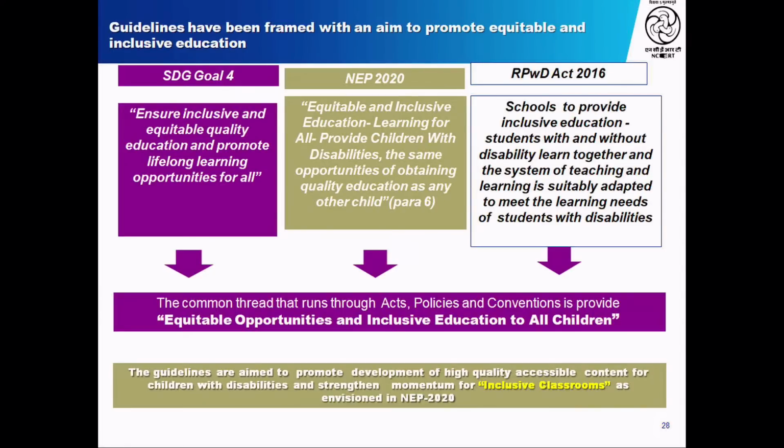And we know that our legal acts, the RPWD Act, which we discussed yesterday, talks about providing all children education under one roof. The NEP 2020 talks about equitable inclusive education and providing children with disabilities equal opportunities for obtaining quality education, and the SDG goals, we know, also help us ensure inclusive and equitable quality education to promote lifelong opportunities for all children. There is a common thread that runs through all these three, and that's equitable opportunities and inclusive education for all children.